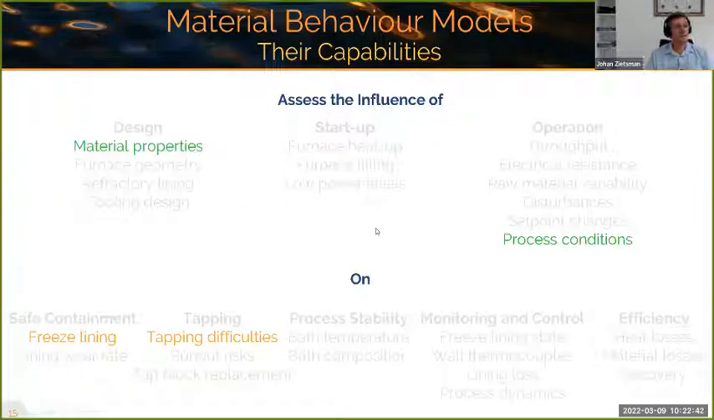Okay, now with material properties models alone, we can do some of what we said we needed from models. So we can study the influence of material properties and of process conditions on, for example, whether we can sustain a freeze lining and whether we will have tapping difficulties or whether the slag will be too viscous. But the material property models on their own are not so versatile or so powerful to give us the functionality to answer most of these questions.